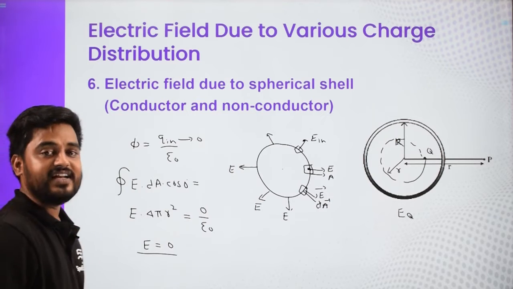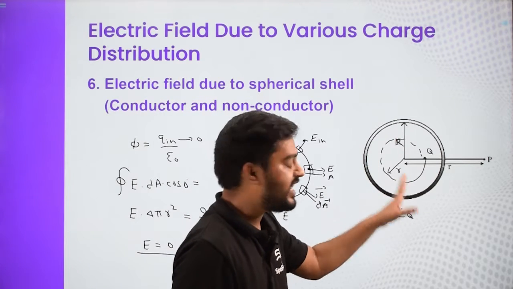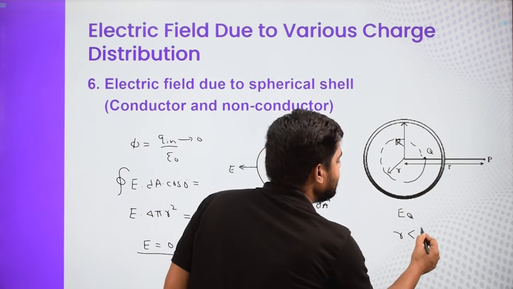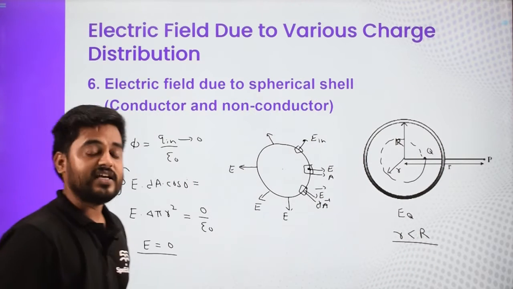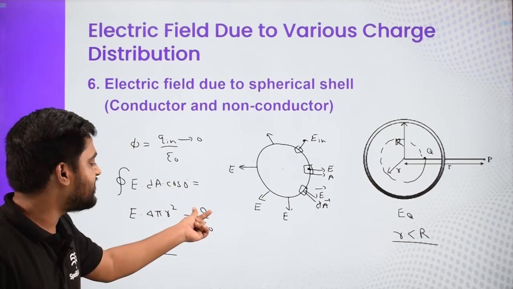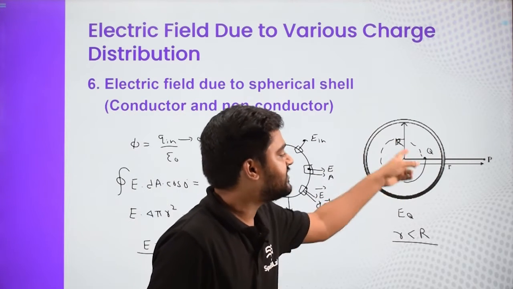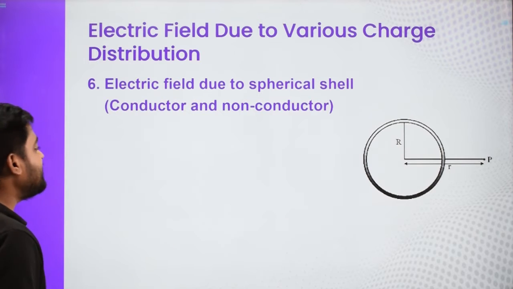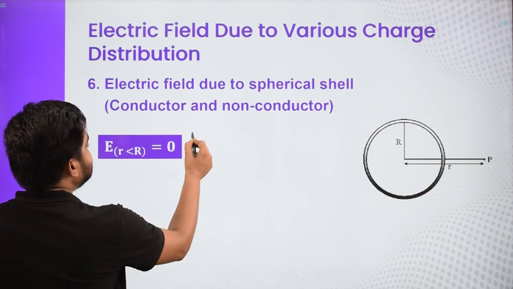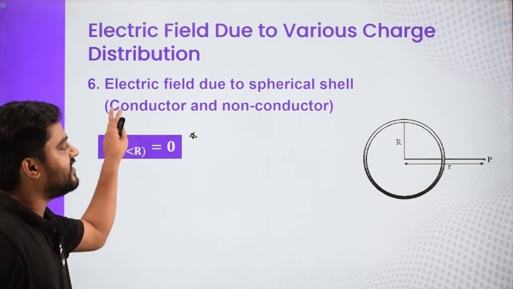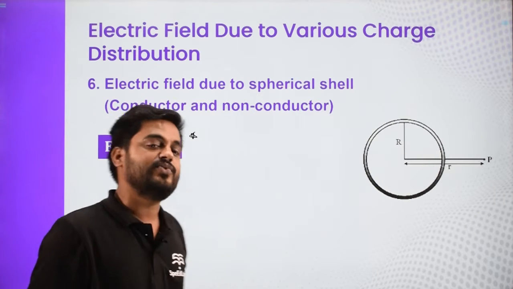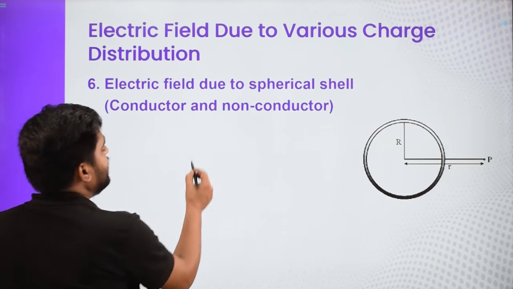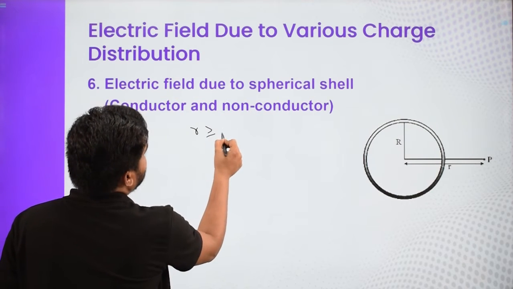So the electric field inside a spherical shell at any point, given that r is less than the radius, with Gauss's law we can say the charge inside the spherical Gaussian surface is going to be 0, and due to that our electric field will be 0. So we will say that the electric field inside a spherical shell, whether conductor or non-conductor, is going to be 0 only.